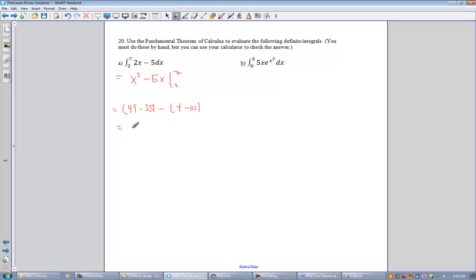And so what is this equal to? Well, this is equal to 49 minus 35, which is 14, minus 4 minus 10, well, that's negative 6. And so this is equal to 14 plus 6, which equals 20. All right, so I get 20 here.